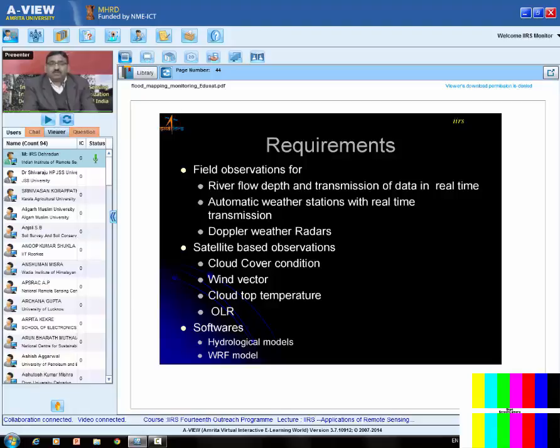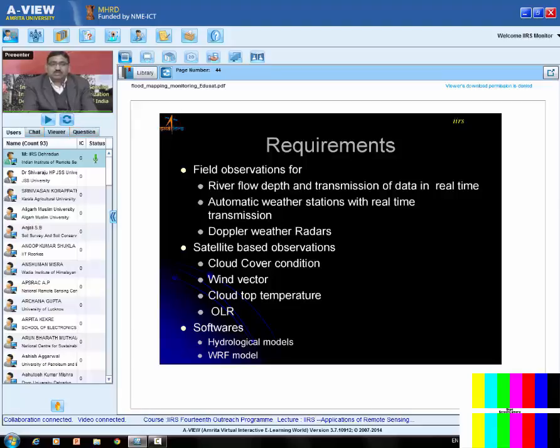River flow depth: CWC has many centers where they transmit the data. But now there is a need, in such hilly terrain where a lot of cloud bursts take place, that we should have this information. Then satellite-based observation, of course, is always available on the website. There is no issue in it. Anybody can browse.